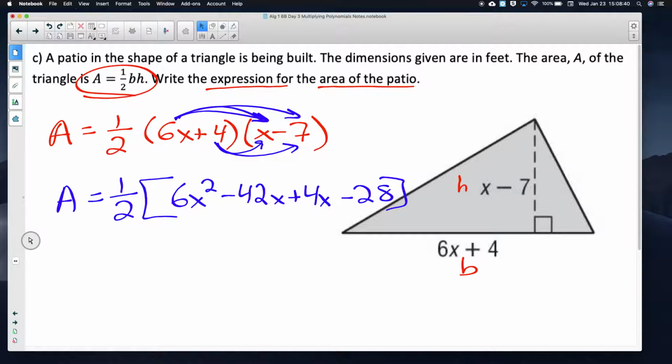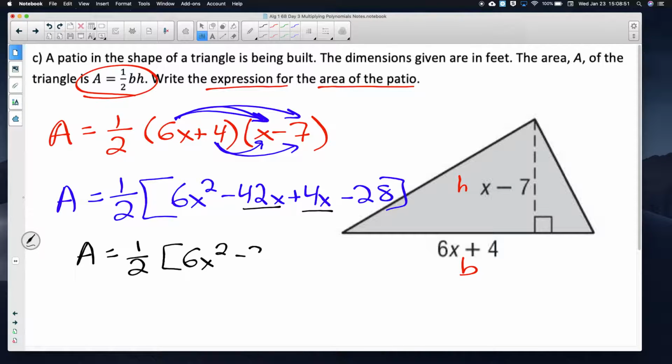Once again, notice your like terms, so we need to combine those. So I've got the area is equal to 1/2 times 6x squared minus 38x, combining those like terms, minus 28.